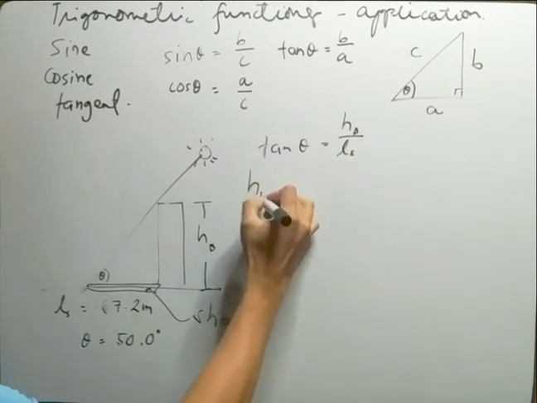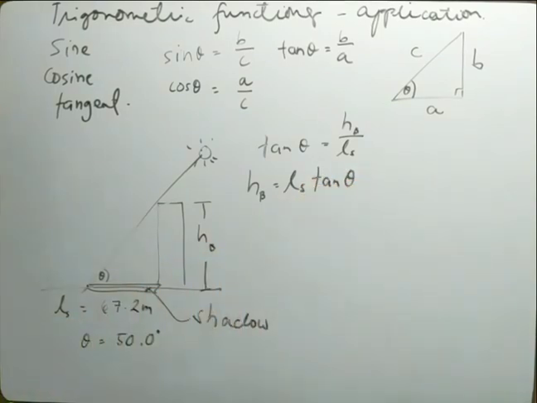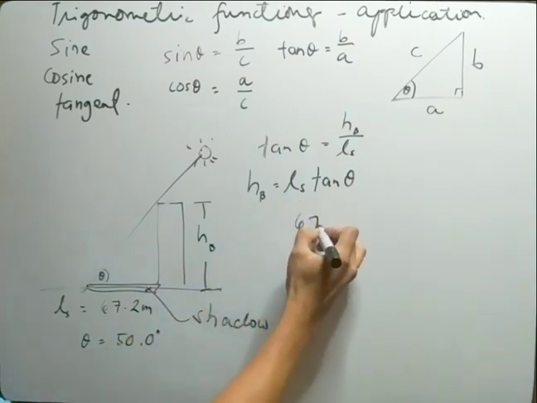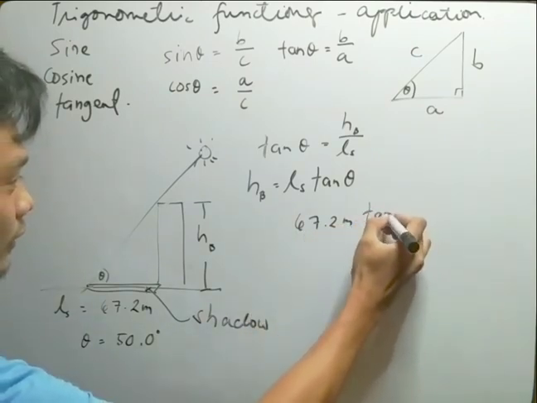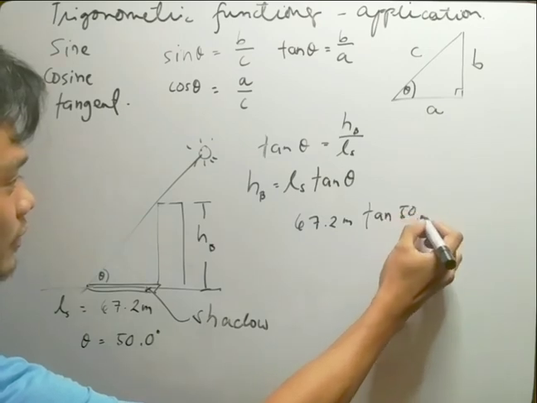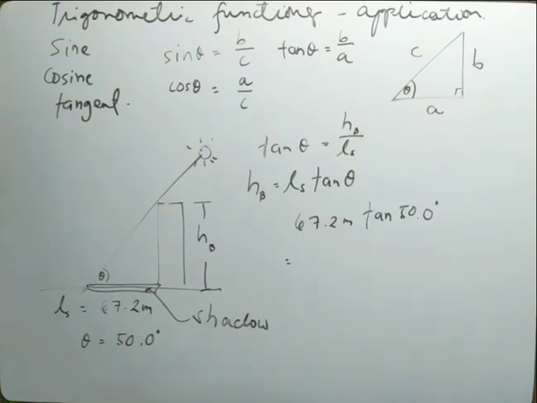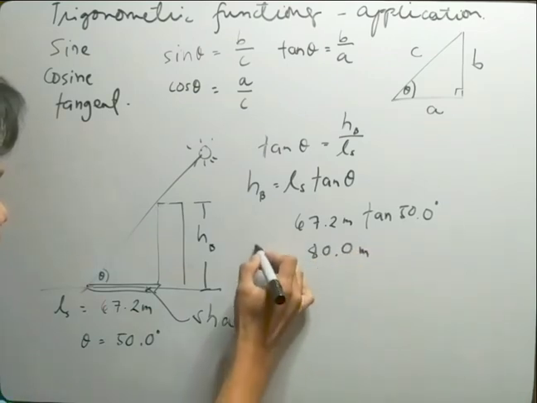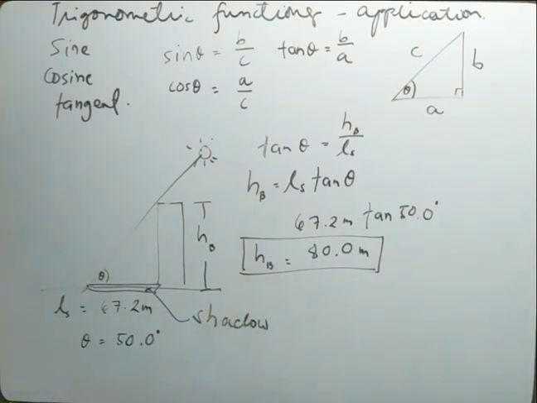So to get H sub B, that would be L sub S times the tangent of theta. We know what L sub S is. That is 67.2 meters. If we multiply that to tangent theta, that would be tangent of 50.0 degrees, and you will see that the answer is about 80 meters. So this will be the height of the building. Okay, the building is about 80 meters high.